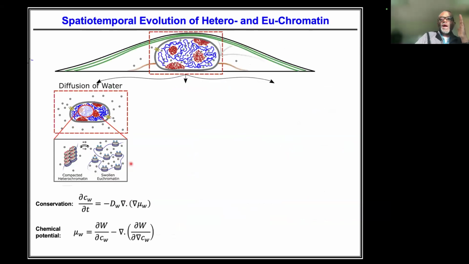All right, great. Now the question is, how do we evolve the system? As I said, heterochromatin is a compacted phase. Euchromatin is a swollen phase. So when you convert one phase to the other, there has to be water transport. And this is simply describing the poroelastic effect.